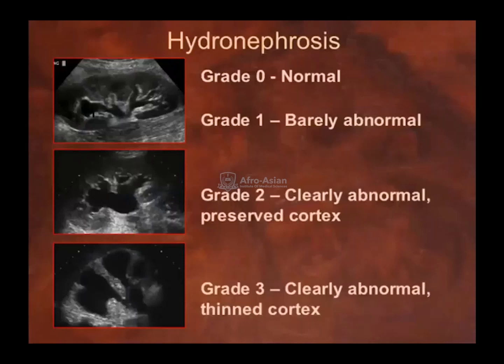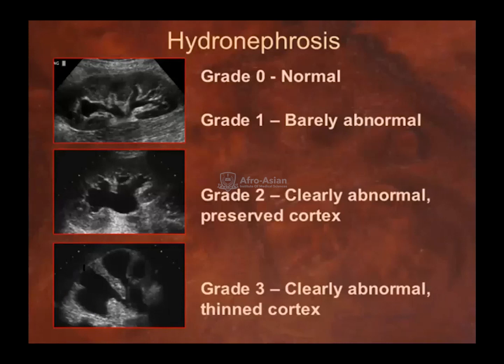For those who are students of basics, we can have hydronephrosis, which is grade 1. If there is no hydronephrosis, we call it normal. Grade 1 is barely abnormal, and grade 2 is clearly abnormal, with preserved cortex. Grade 3 is clearly abnormal.